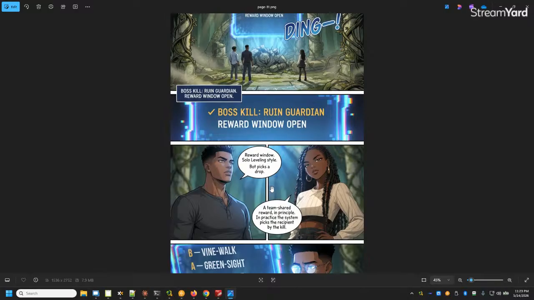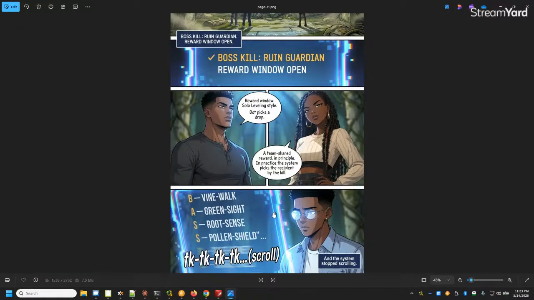Bot picks a drop. A team shared reward, the principle in practice. The system picks the recipient by the kill, and the system stops scrolling. Okay, and this is where Andre picks up his second trait.